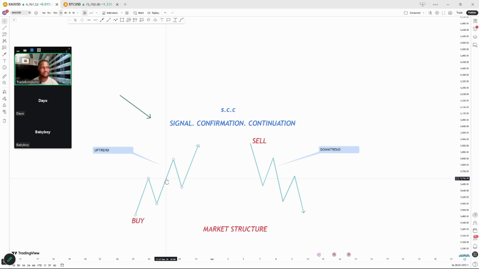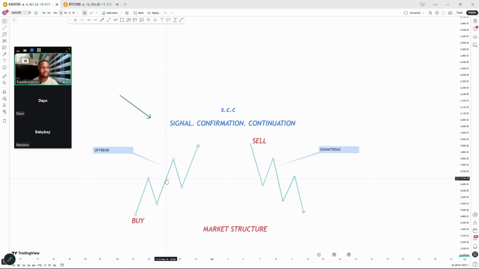All right. So now this S.C.C, the first thing is the signal. Now, what is the signal here in this uptrend? You are going to ask, right? So now the signal is important first. You need to look for the signal. Then if you find the signal, you need to look for the confirmation.